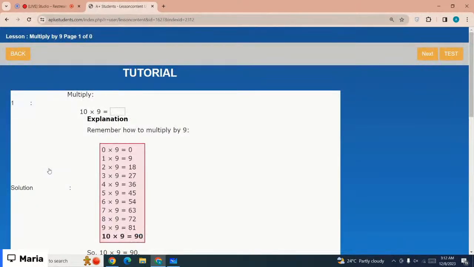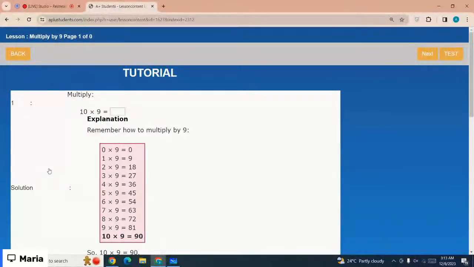Okay, here is the table of 9. Even note down the table in your notebook, right? Then that would be easy for you to do the practice questions. 0 times 9 is 0, 1 times 9 is 9, 2 times 9 is 18, 3 times 9 is 27, 4 times 9 is 36, 5 times 9 is 45, 6 times 9 is 54, 7 times 9 is 63, 8 times 9 is 72, 9 times 9 is 81, and 10 times 9 is 90, right?